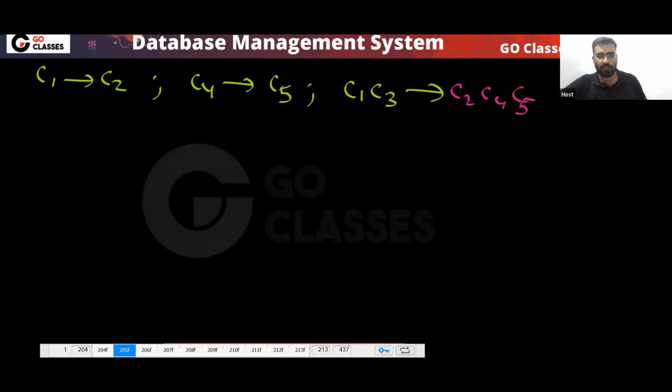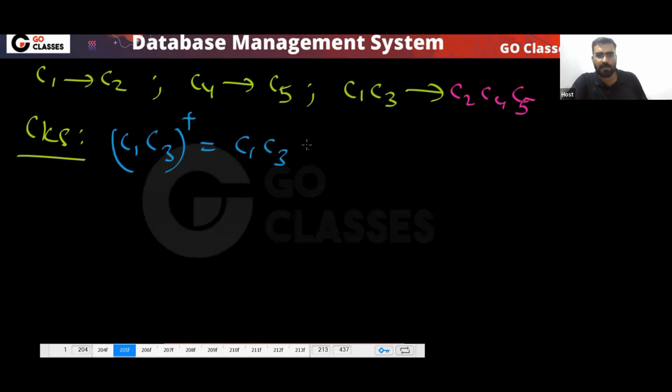Let's find out what the candidate keys are. You can notice C1 is not on the RHS, and C3 is also not on the RHS. So let's check C1, C3. C1 can determine C2, and C1, C3 can determine C2, C4, C5. So this is the candidate key.